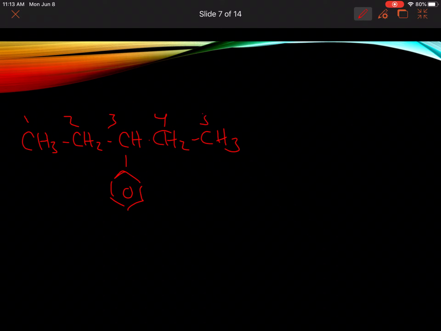Now the next one, I've got 5 carbons in a row, so a 5-carbon chain. And then you've got the phenyl group in the middle there again. So you're going to start your numbering. It doesn't matter again for this one because they both end up with 3 for the phenyl group. And so the name of this molecule, that's your radical, is going to be 3-phenyl. And then again, I've got 5 carbons in a row. They're alkanes, pentane. So 3-phenylpentane.